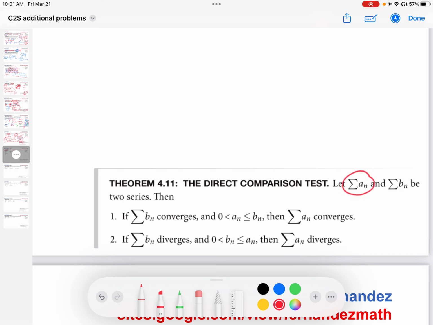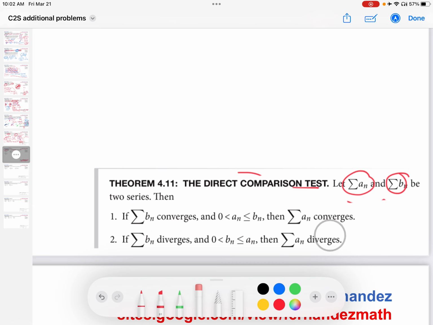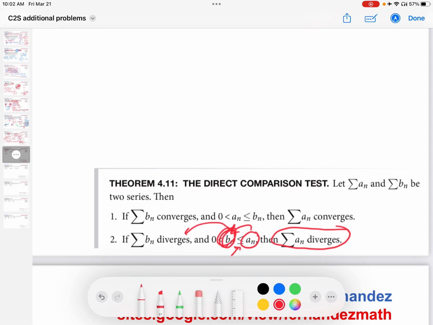The theorem says, suppose I have two series, then if b sub n converges and b sub n is larger than the a sub n, then a sub n converges. In other words, if I want to show that a series converges and I can find a larger series that also converges, then the direct comparison test tells me that the original series converges. It also goes the other way in terms of divergence. Suppose I want to show that a series diverges, and I can find a smaller series, b sub n less than or equal to a sub n, that diverges.